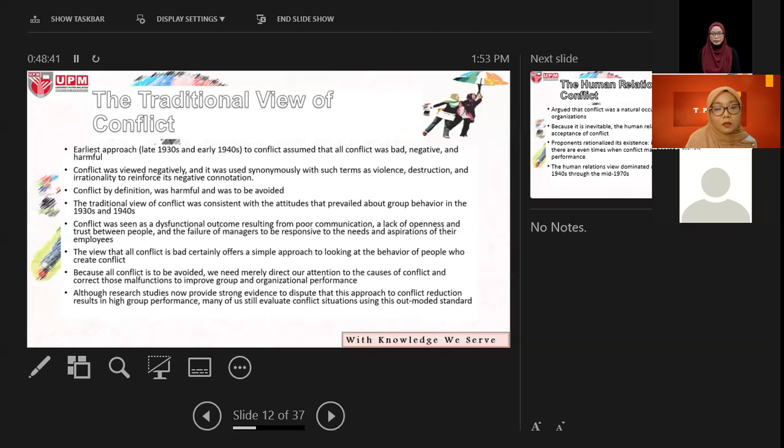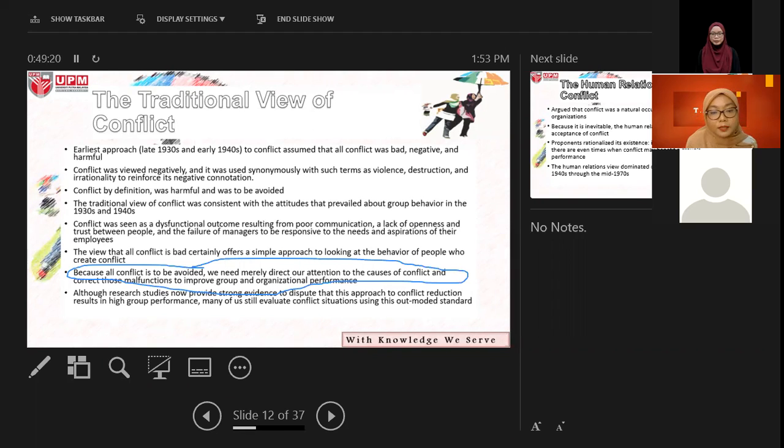Okay, and because all conflict is to be avoided, we need merely direct our attention to the causes of conflict and correct those malfunctions to improve group and organizational performance. So the alternative taken here as the corrective action is to eliminate the potential of conflict. For example, if one citizen said something about the king, then they will just eliminate that person. Senang saja. Okay, to avoid the conflict.